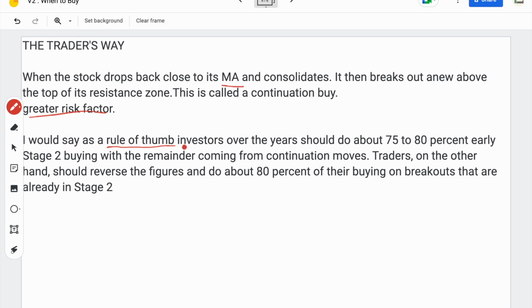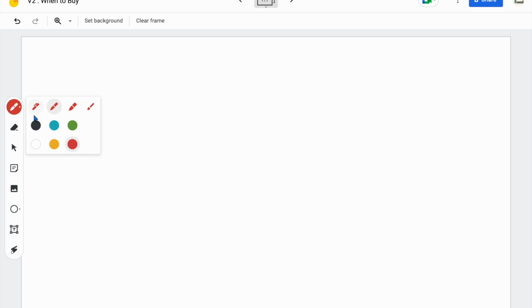He gives a rule to the investors, basically someone who intends to hold for the entire stage 2, that they should do about 75 to 80% early stage 2 buying, with the remainder coming from the continuation moves. Traders, on the other hand, should reverse the figures and do 80% of their buying on the breakouts that are already in stage 2. This entire paragraph gives you a great setup to trade. How is that? I'll draw a very elaborate diagram to explain that.